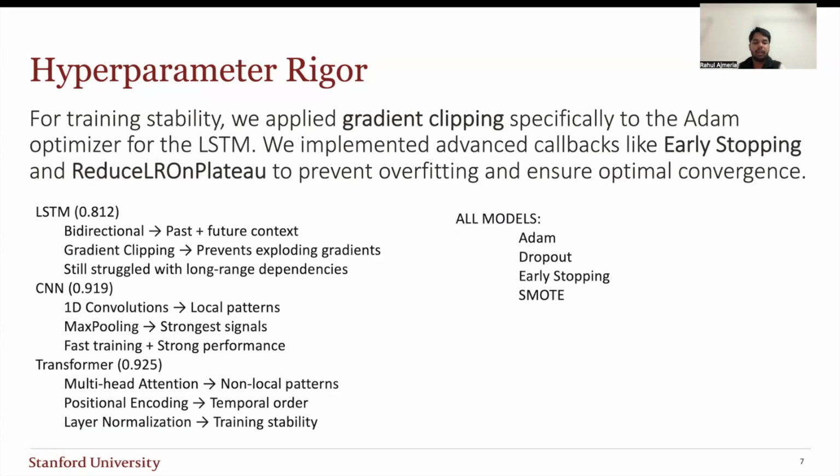Each model was trained with an Adam optimizer at a learning rate of 0.01. Dropout rates between 0.2 and 0.3 were used for regularization, and SMOTE was used to balance the class distribution from 25% to 50%. This systematic approach ensured fair comparison across architectures and maximized each model's potential.